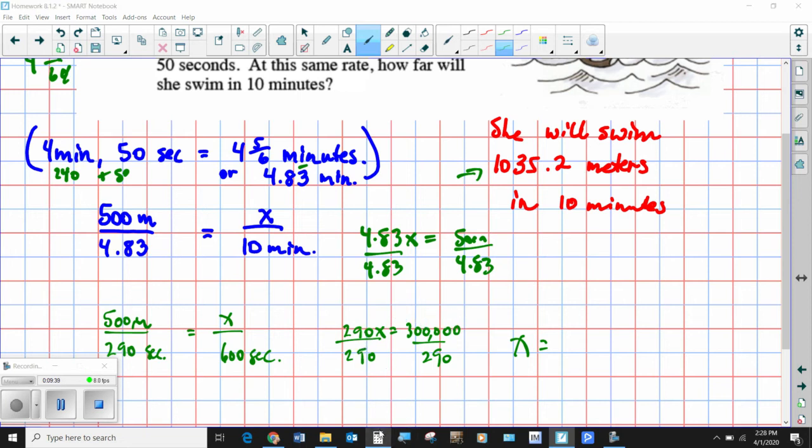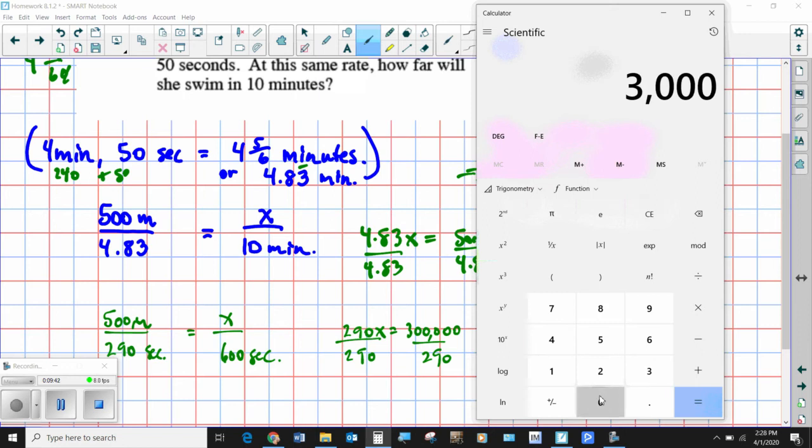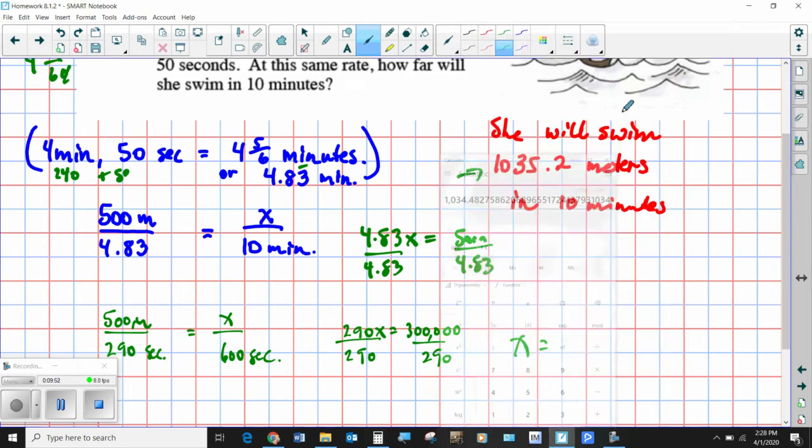Now when I divide 300,000 by 290, without having to round anything, I am going to get the precise answer. And that is 1034.48. So how different is this than that?